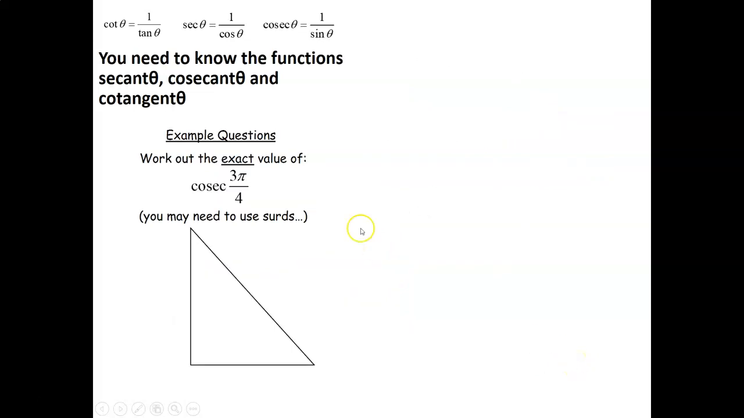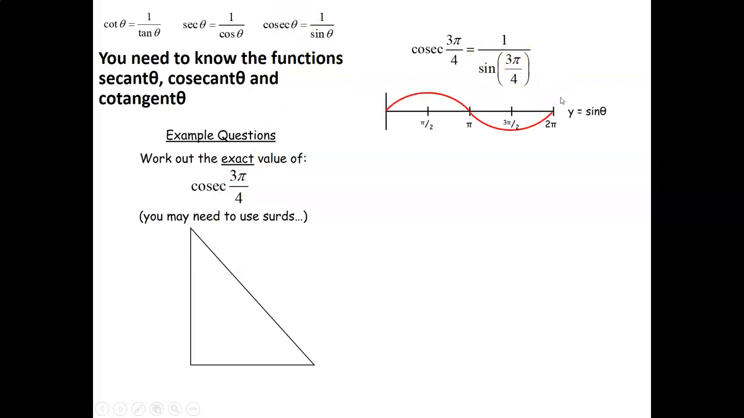Let's have a look at another one. So cosec of 3 pi on 4. Cosec equals 1 over sine. So we're going to be considering 1 over sine 3 pi on 4. 3 pi on 4 is here on my graph, or it's in the second quadrant of the unit circle, so sine is positive. It's going to be the same as the value for sine of pi on 4.